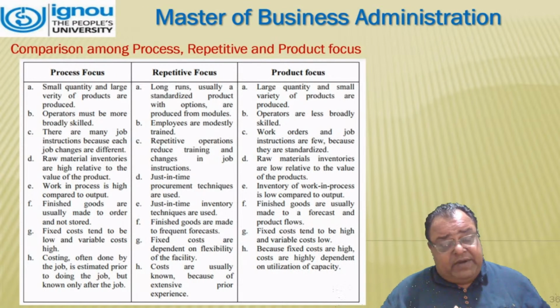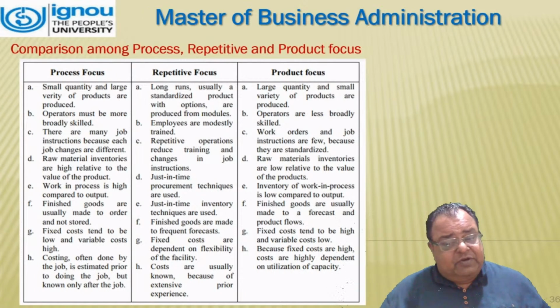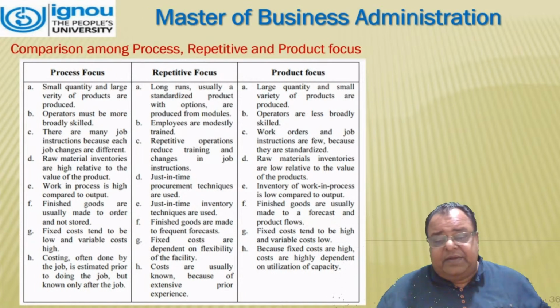Raw material inventories are relatively low to the value of the products. Inventory of work in process is low as compared to the output. Finished goods are usually made to a forecast and product flows. Fixed cost tends to be high and variable costs are low. Because fixed costs are high, the costs are highly dependent on utilization of the capacity.